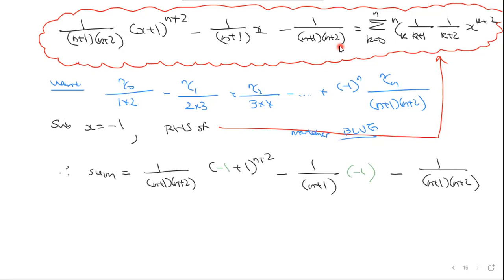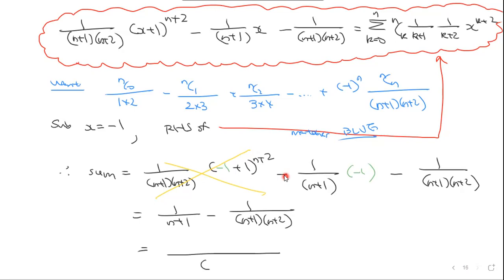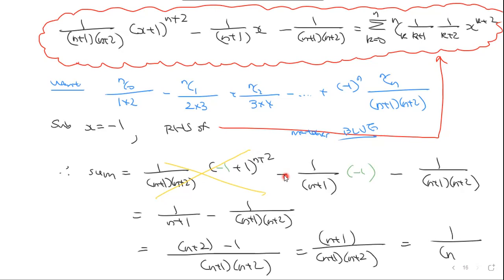The first one that's 0, so it's gone. Negative means it's positive 1 over n plus 1 minus 1 over n plus 1, n plus 2. Of course, putting it all over a fraction means you'll end up with n plus 2 minus 1, which of course means you'll get n plus 1 in the numerator, which then cancels, leaving me with a final answer of 1 over n plus 2. And that's how you do the question.